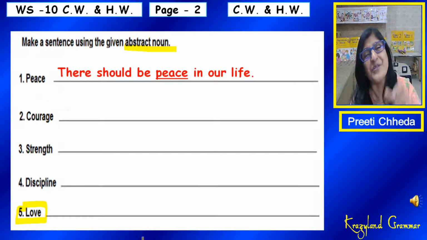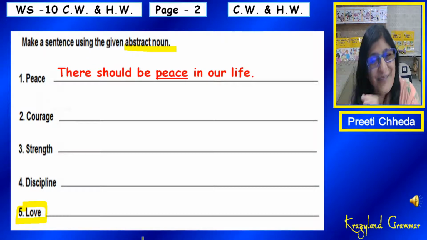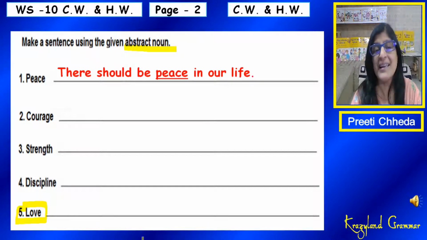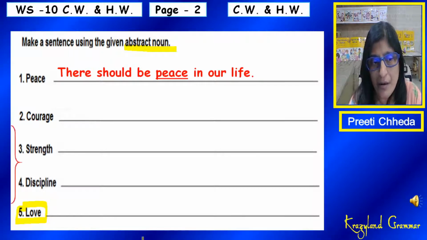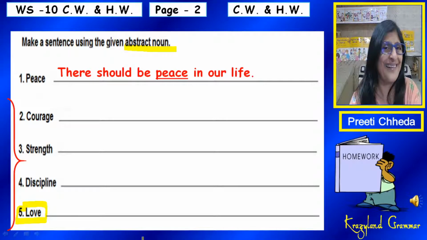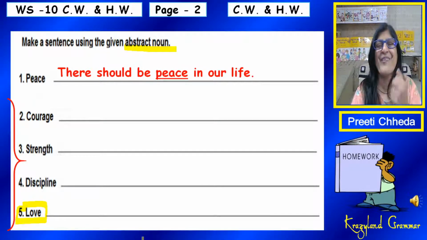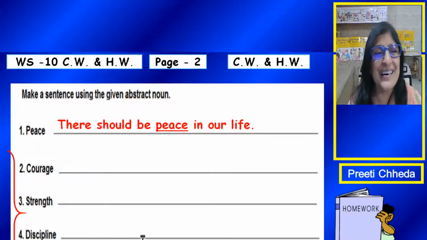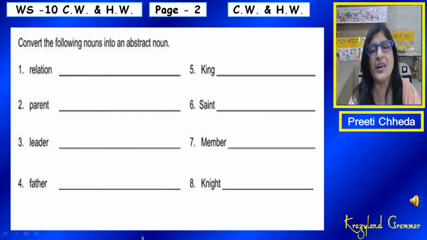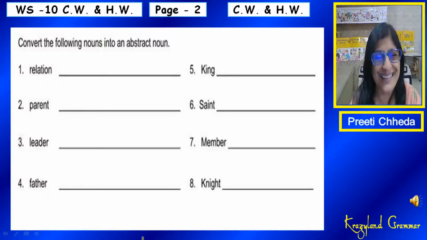Yes, so use the abstract noun and make your own sentence. And to frame sentences you need to read the reading worksheet. So underline the abstract noun. So 2, 3, 4 and 5 is your homework. And can you do your homework? Yay! Wow! So clear.